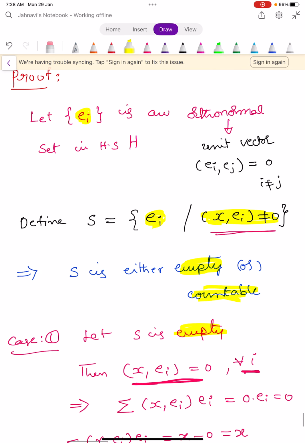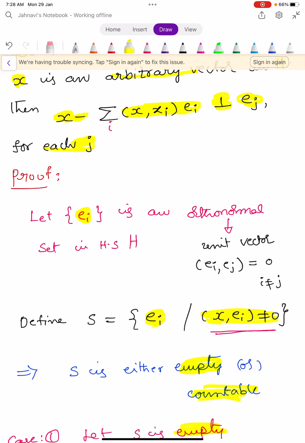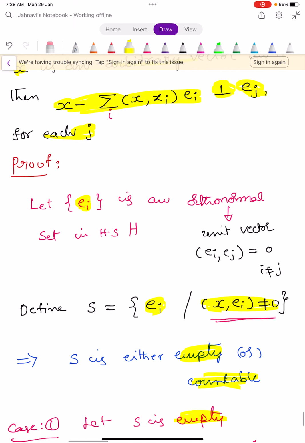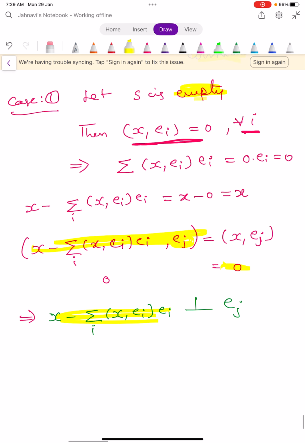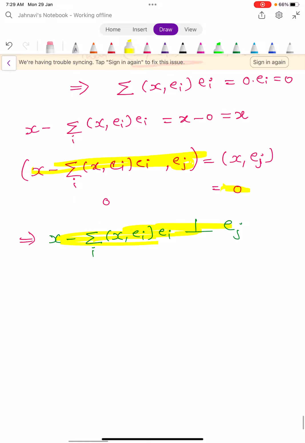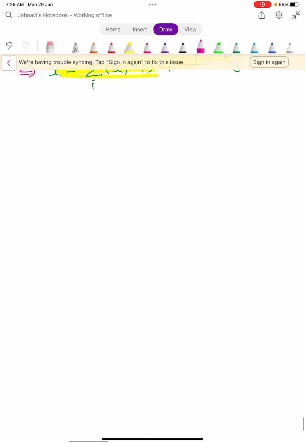So we have shown the same thing. Here you observe the statement: x minus summation over i of inner product of x comma e_i into e_i is perpendicular to e_j. So whenever the set S is empty, we prove the same thing. So our theorem is proved whenever S is empty. Now we go for case 2.